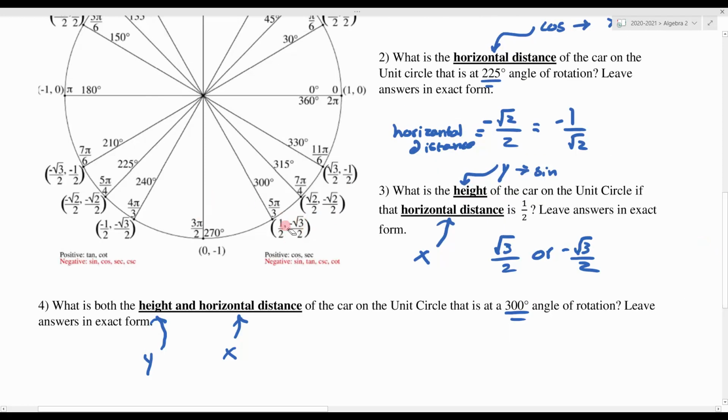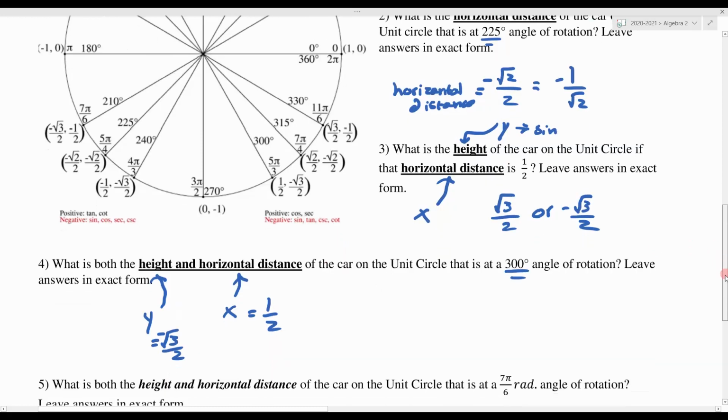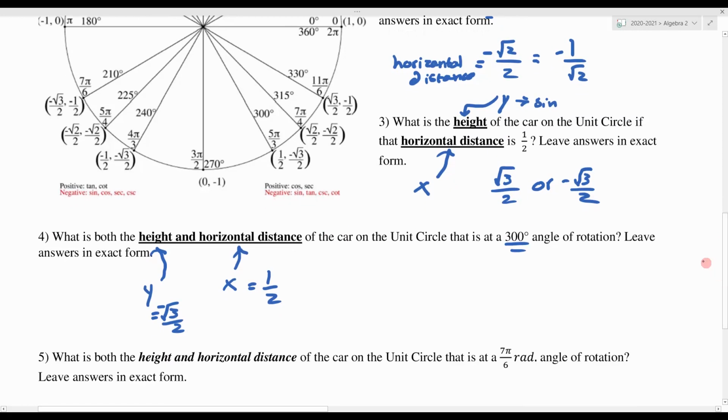And 300 degrees is located right here. So we're looking at this coordinate. The y-coordinate is -√3/2. So we'll say -√3/2, that's our height, and then our horizontal distance is the x-coordinate, so that's going to be +1/2. Okay? That's all there is to it. It's literally just knowing where to look on the unit circle to answer these questions. All right, let's try another one.